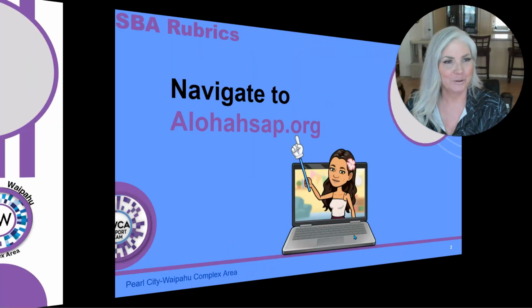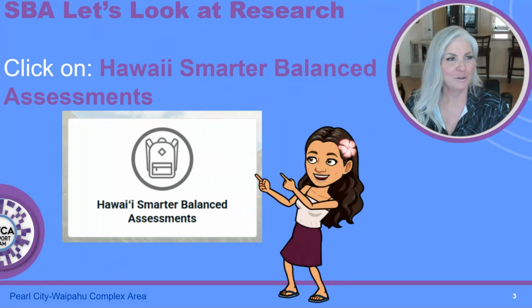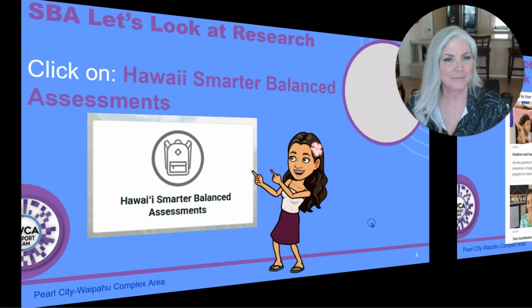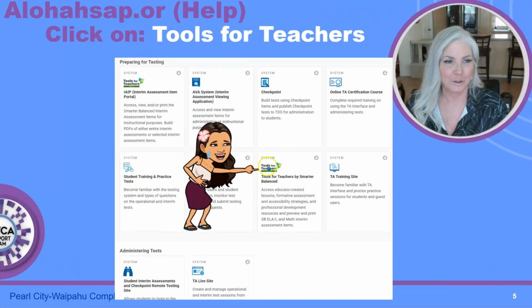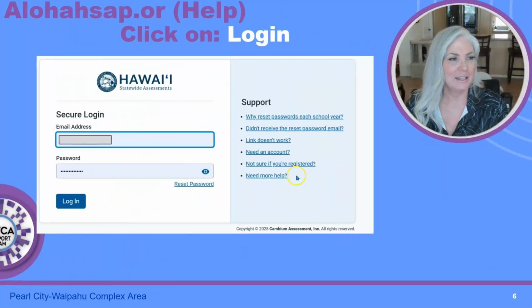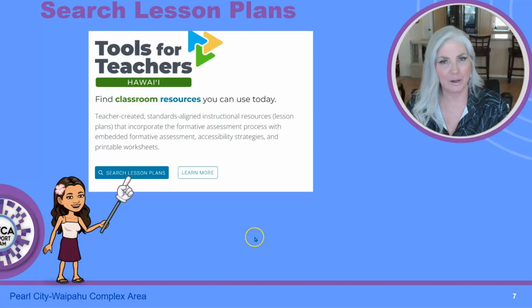So the first thing you're going to do is navigate to alohahsap.org. Type that into your browser, and then you'll click on Hawaii Smarter Balance Assessment. From there you'll click on Teachers. You'll go to Tools for Teachers, and then in there you're going to be asked to log in. So you'll log in. Now you're in a secure area where it's just you, and you will search for lesson plans.